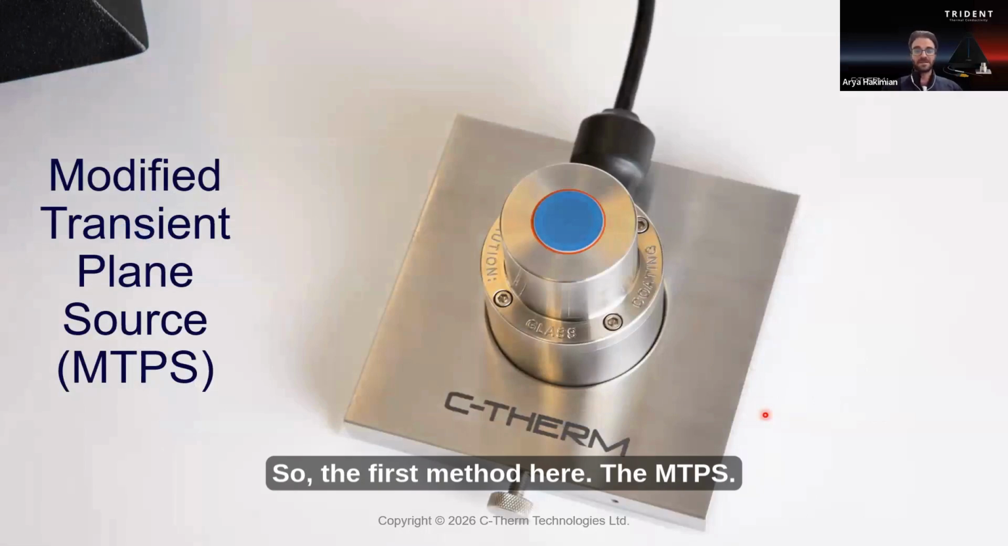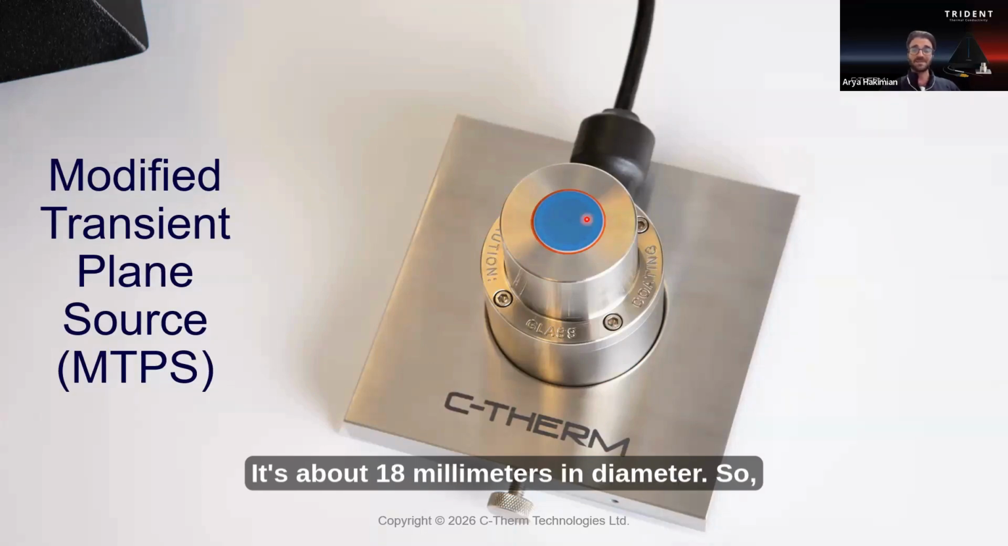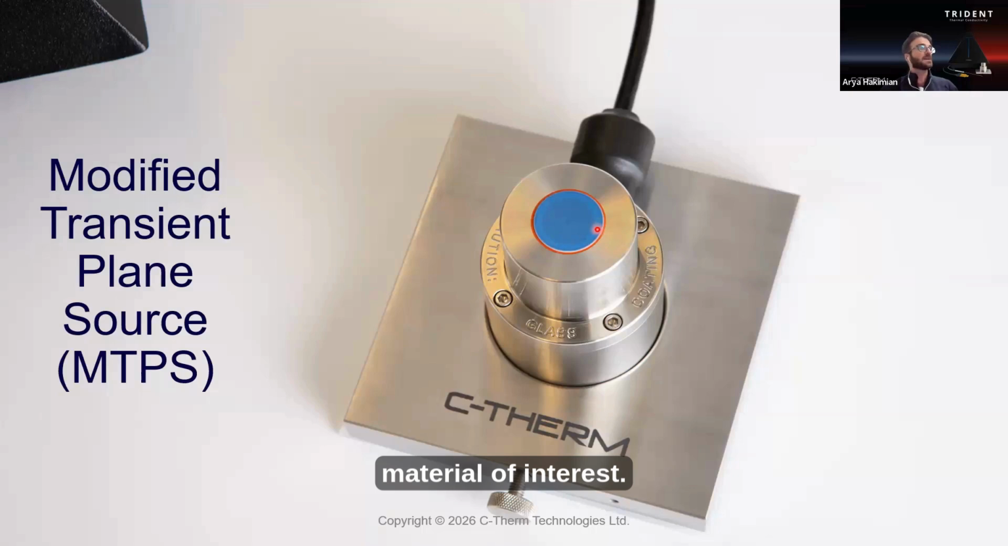So the first method here, the MTPS. So this is the modified transient plane source. You can see what the sensor looks like. The active area where the measurement is taken is about 18 millimeters in diameter. So we need to make sure we can cover that surface with your material of interest.